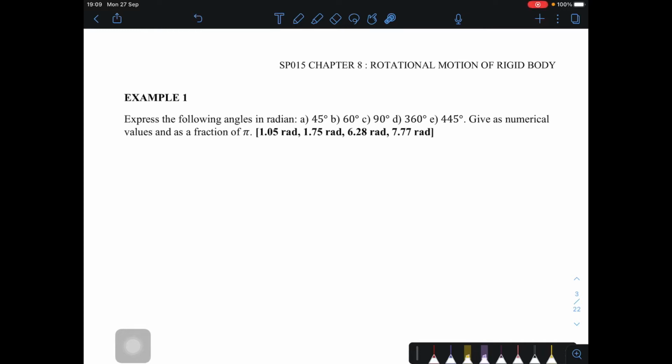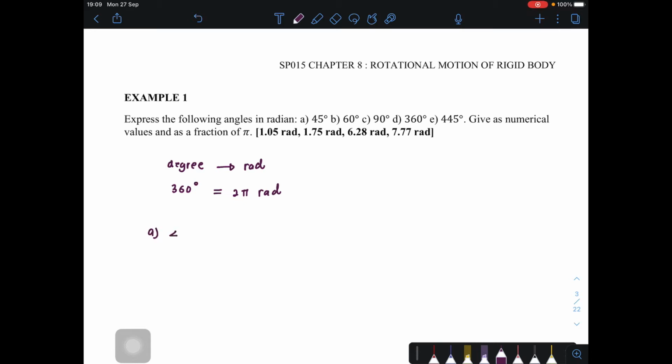Okay, let's look at the first example. Express the following angles in radian. Okay, so now we want to convert from degree to radian. So we know that 360 degree is equivalent to 2 pi radian.